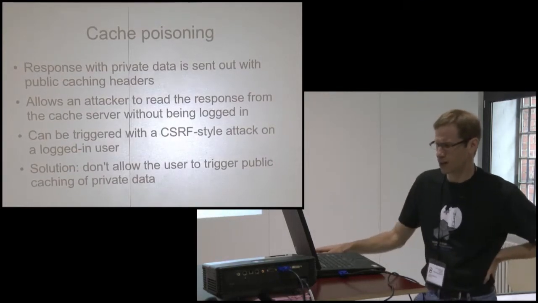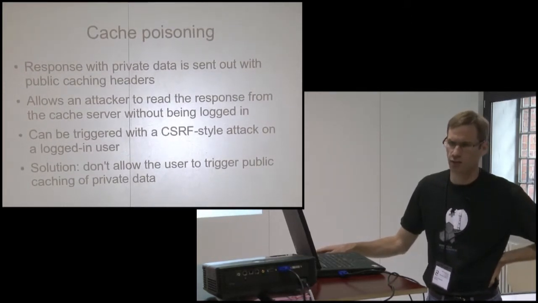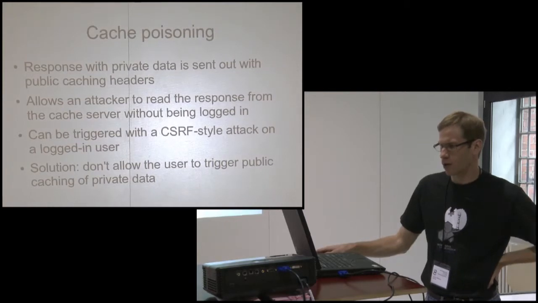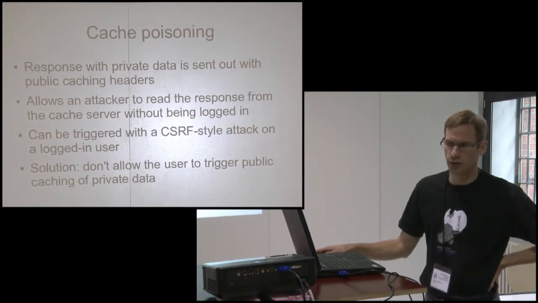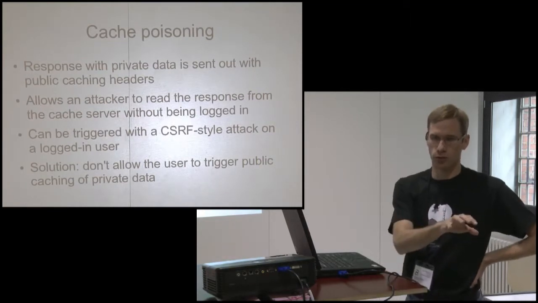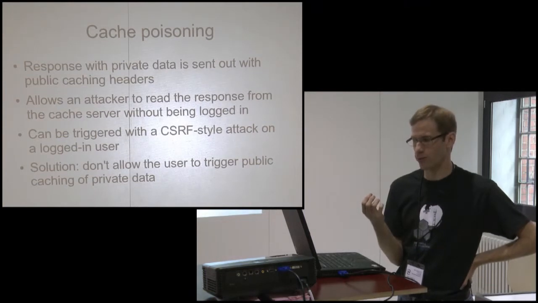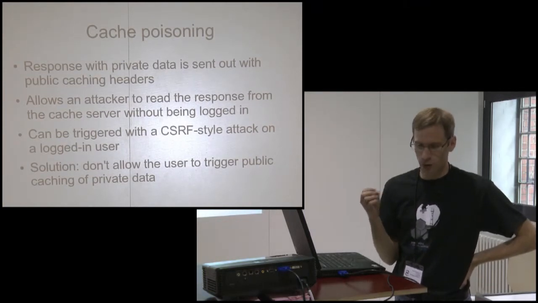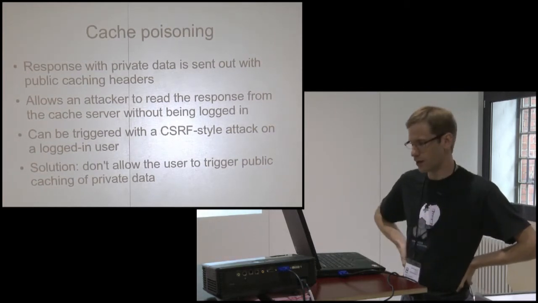Cache poisoning happens when private data is sent out with public caching headers for whatever reason. It allows the attacker to read the response from the cache server without being logged in, without having the correct cookies. Sometimes you can trigger cache poisoning from an external website by causing the browser to request a certain URL from the victim website. The scripts running on the attacker website know exactly when that occurs, and then they can do the follow-up request themselves to gain that data.